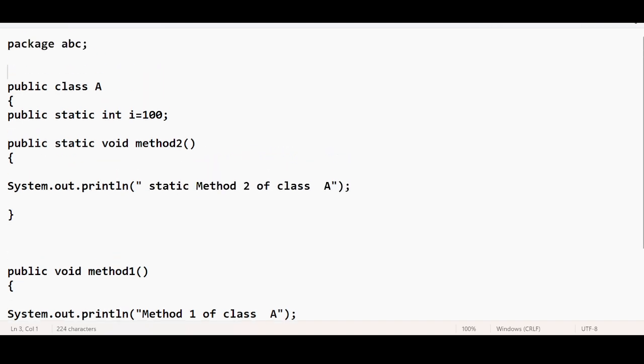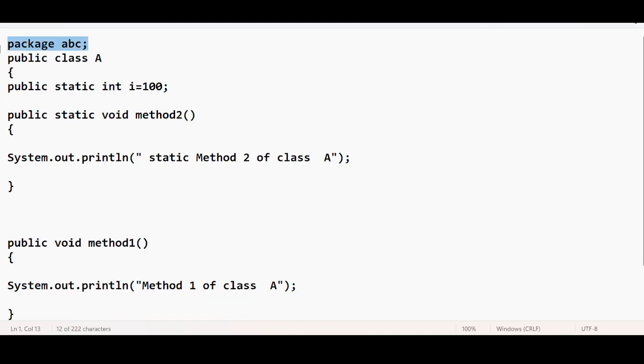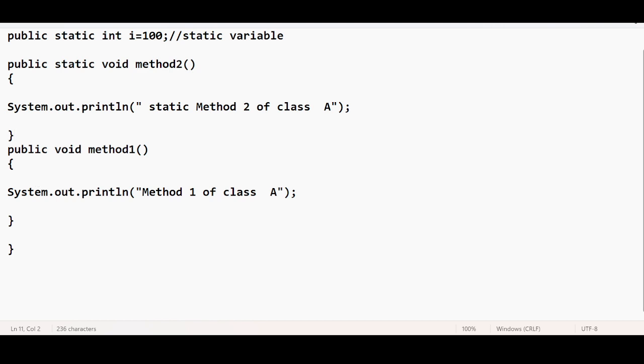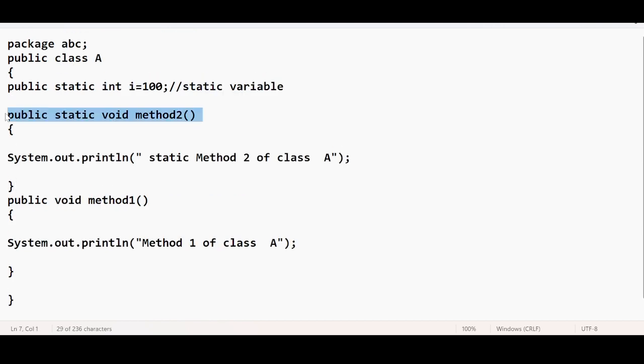Very simple. I have a package ABC. Inside this package, I have a class. Inside this class, I have one variable, only one variable. This is called a static variable, because the static keyword has been used. I have two methods, and they are different methods. We can define this method as a static method, because the static keyword is used. This method can be defined as a non-static method because the static keyword is not used. So totally I have two methods, one static and one non-static, and one static variable.